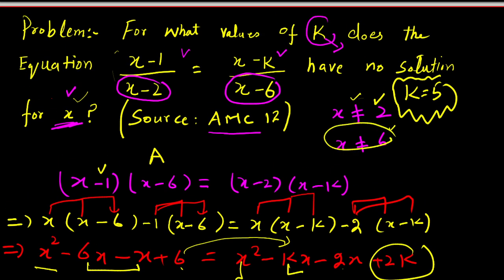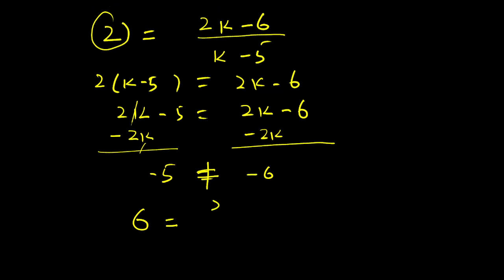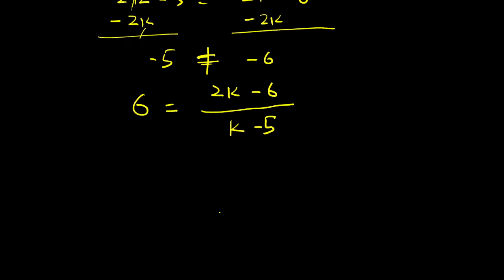Now you have to check x equal to 6. So if we take x equal to 6, we have to check 2k minus 6 over k minus 5. Is there any k for x equal to 6? Because if there is any k, we have to eliminate that k, because that k will produce x equal to 6, and x equal to 6 makes the denominator of the original expression equal to 0. So you must eliminate that k.